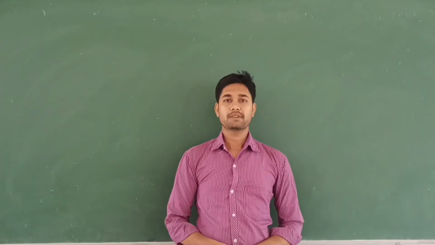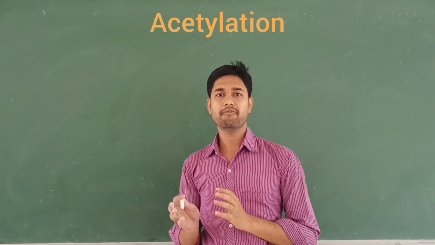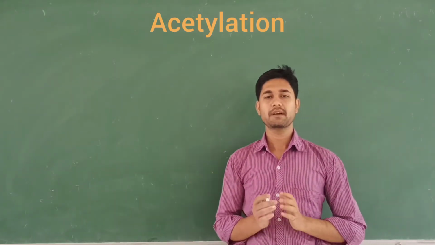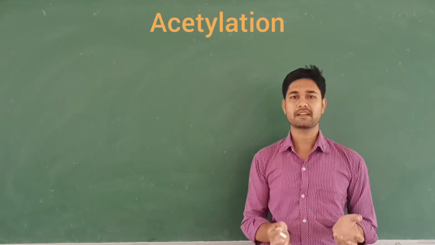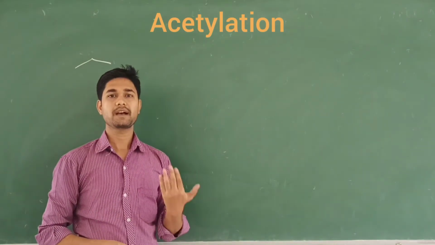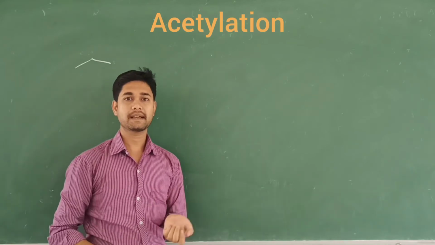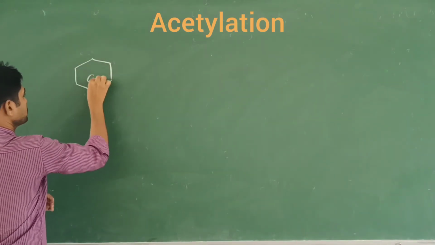Let us discuss the last chemical reaction, that is called acetylation of the phenol. Acetylation is nothing but introducing the acetyl group to the benzene ring. Let us take an example for this reaction. Acetylation means we use acetyl chloride or acetic anhydride. I am going to take this phenol compound.